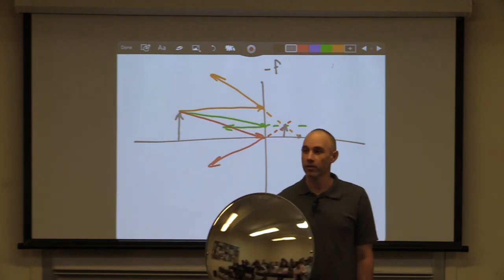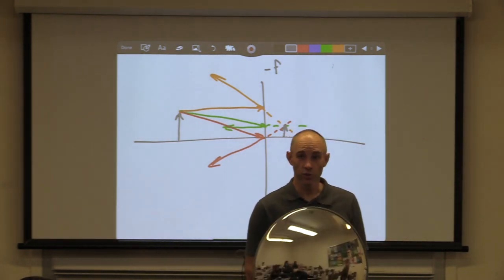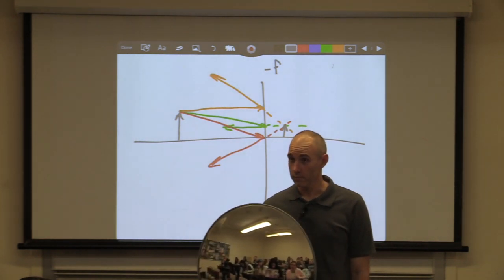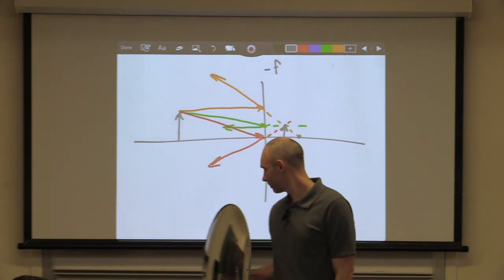Look at yourself in the mirror. You are seeing a virtual image of yourself that is upright and smaller than you, just like we anticipated.